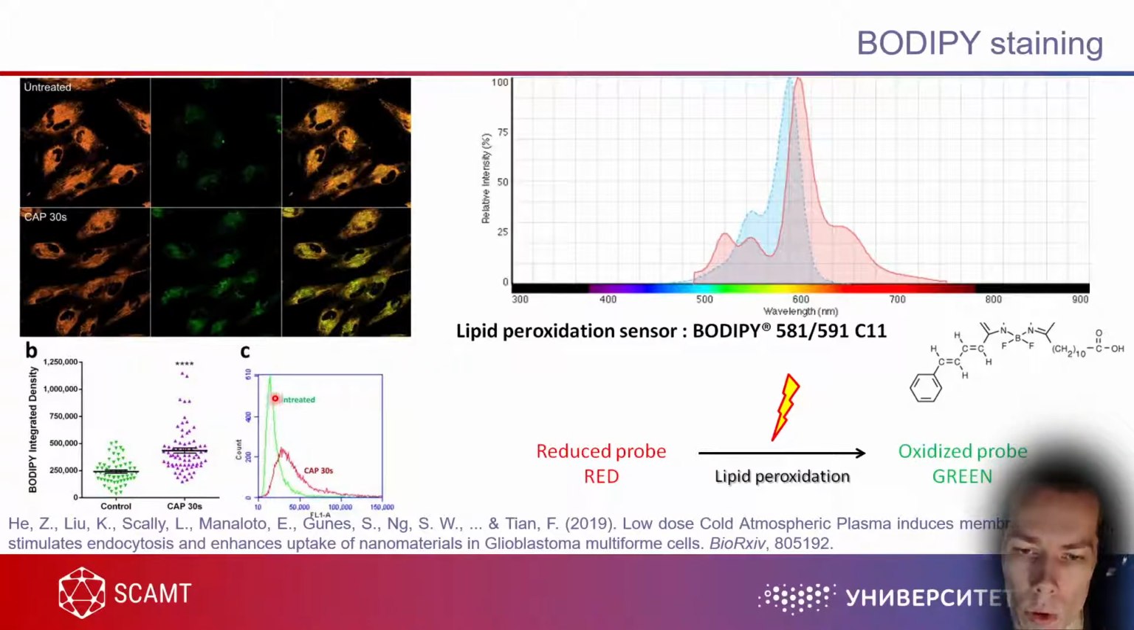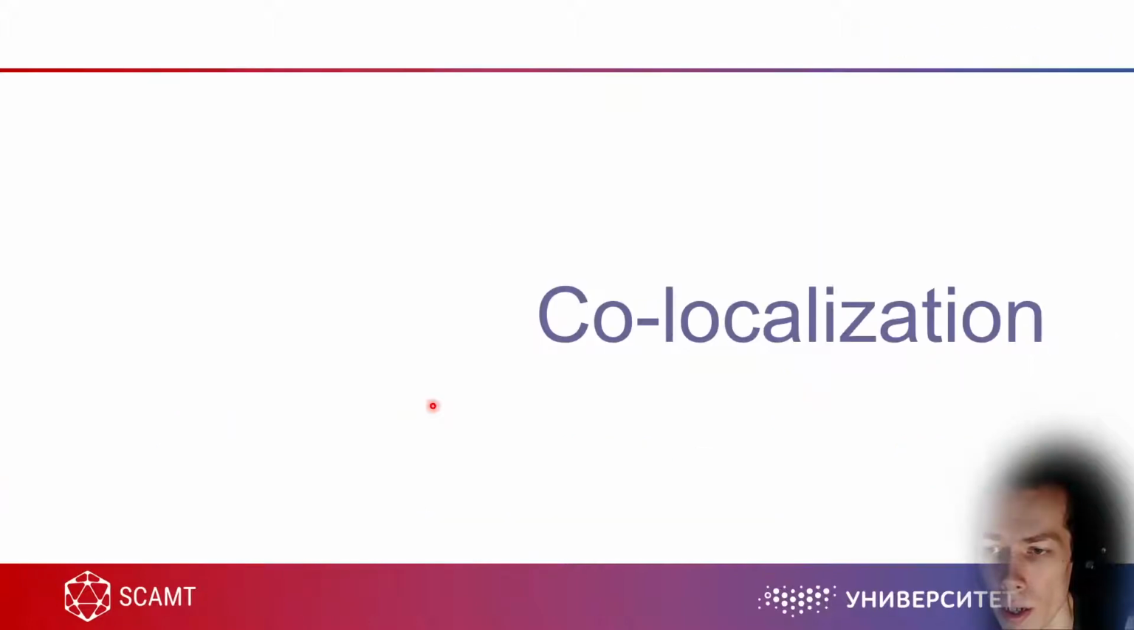Also, it's an option to use this dye in flow cytometry, and for untreated and treated cells it's very easy to understand whether it works or not. And that's about staining of reactive oxygen species. Of course, there are a lot of other options, but you can still learn them by yourself.